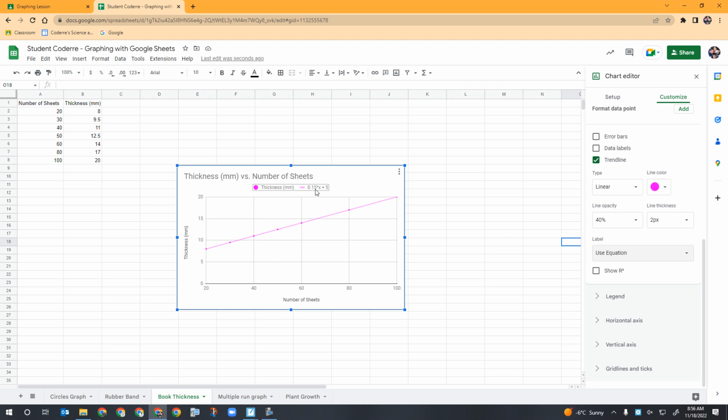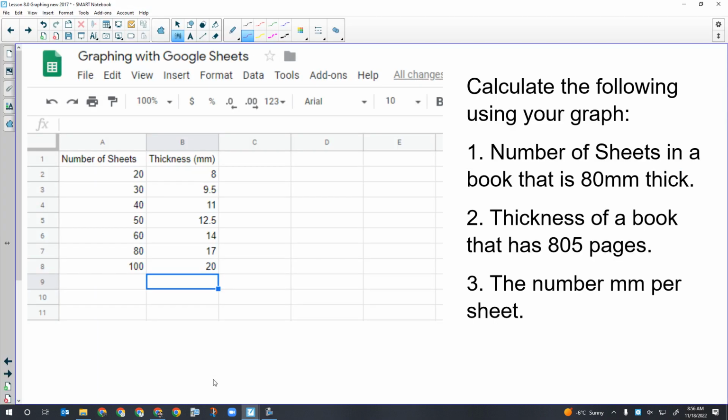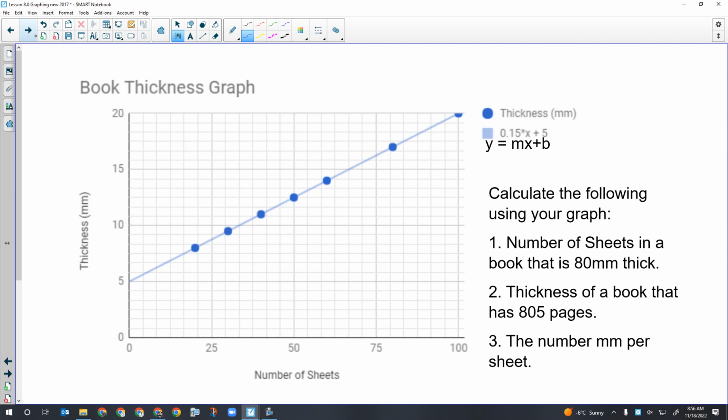If I had everybody do this by hand, everybody's line would be just a little bit different, because everybody puts that ruler on there just a little differently. So this is a much better way to do it, plus it's faster, clearer, easier. So it's all good for us. Everybody good with having that graph built? So we're going to go back here and we're going to look at some of the things we can do with that graph. So this is our book thickness graph.